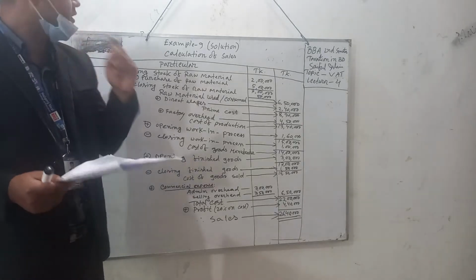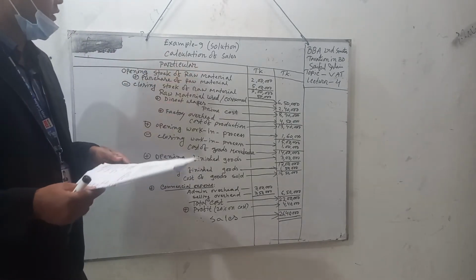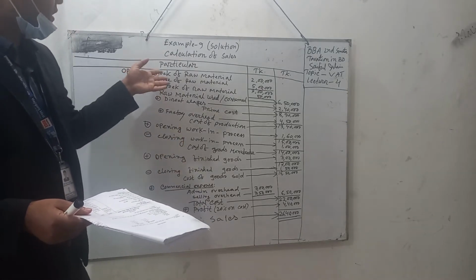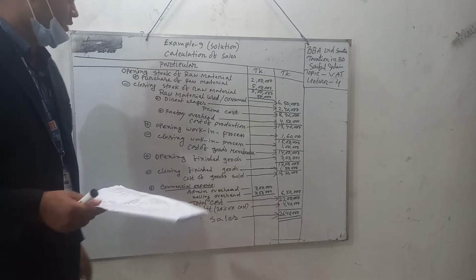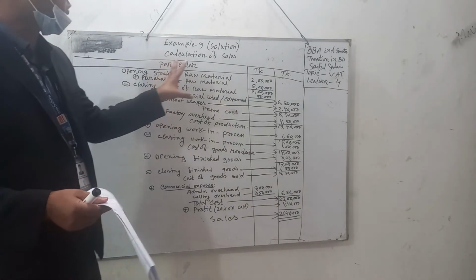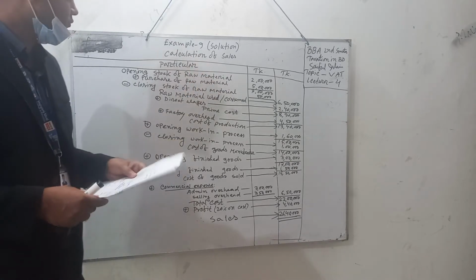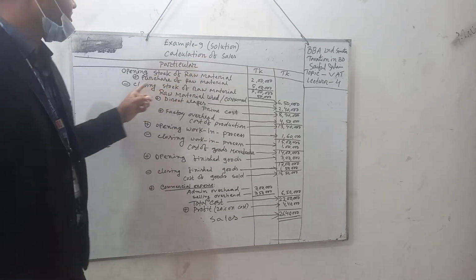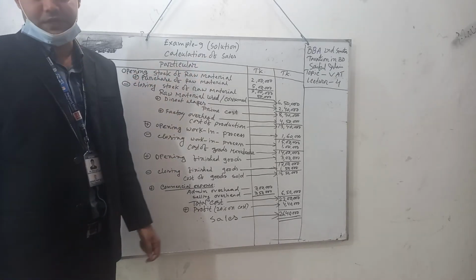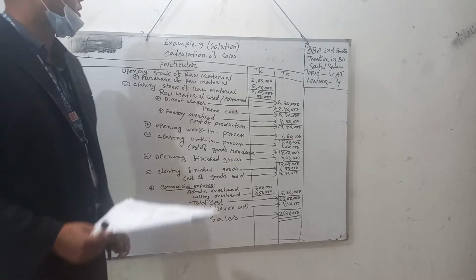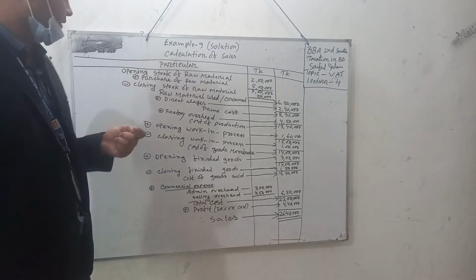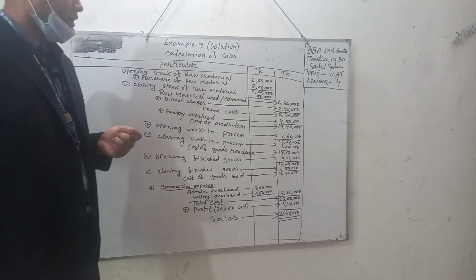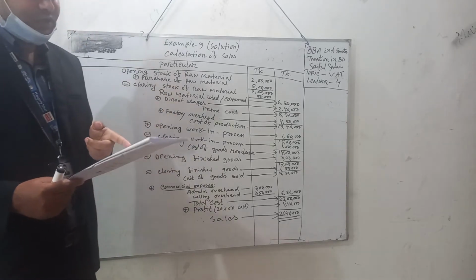At first step is calculation of sales. And students, look at the blackboard. Here I have already prepared the calculation of sales. Now I will discuss the total on the table. At first we know that when we calculate sales, first is opening stock of raw material. Opening stock of raw material given in the question is 2 lakh. Then we will add purchase of raw material. Purchase of raw material given in the question is 5 lakh.